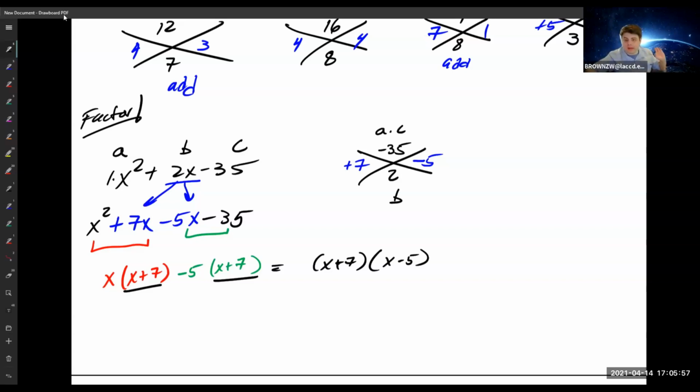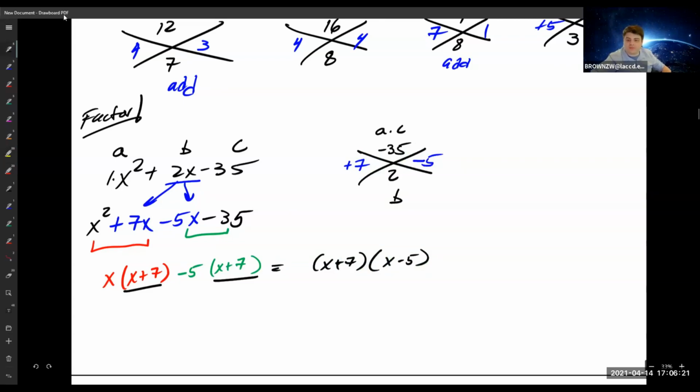Okay, so if you're very, very keen-eyed, you might have noticed something. That the numbers here are exactly the same as the numbers right here. So do I really need to go through all this factor by grouping work? And the answer is, in this case, you didn't, but there will be cases that you have to.